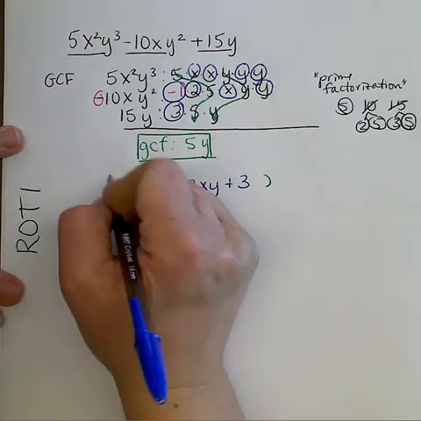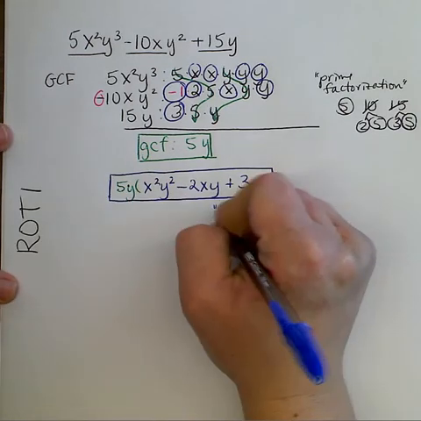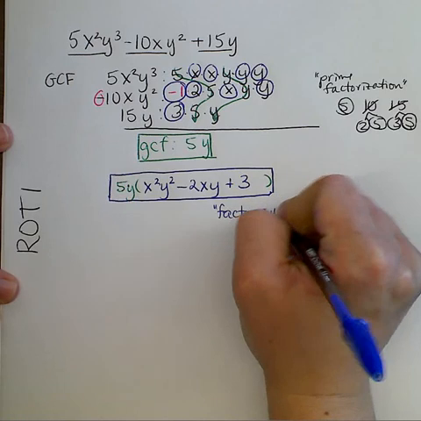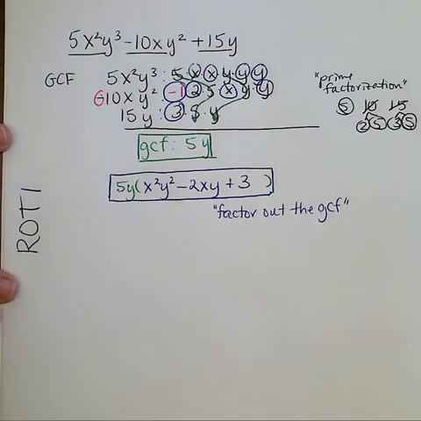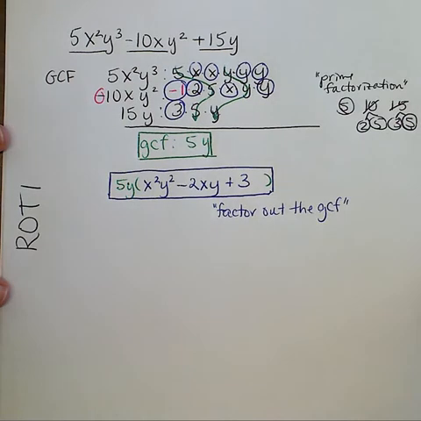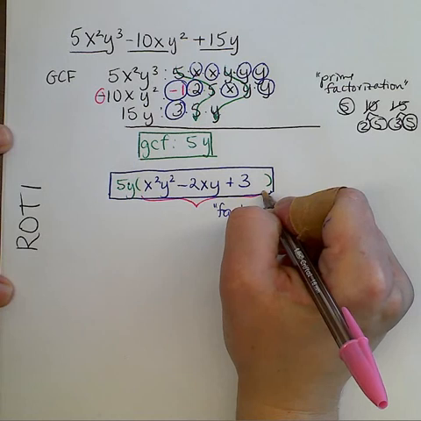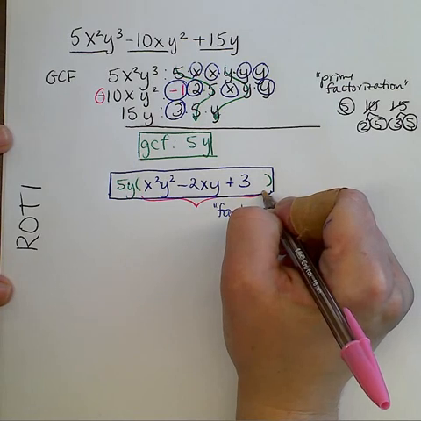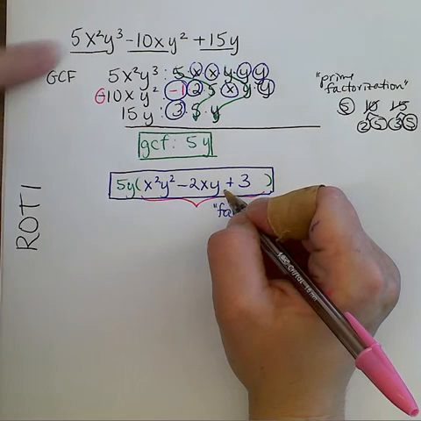What I have boxed in this blue box is factor out the GCF. And notice that I left the leftovers in parentheses. A couple things that you might want to check is that what's inside the parentheses has the same amount of terms as the original problem. Notice that this is a trinomial, and notice that the original problem is a trinomial.